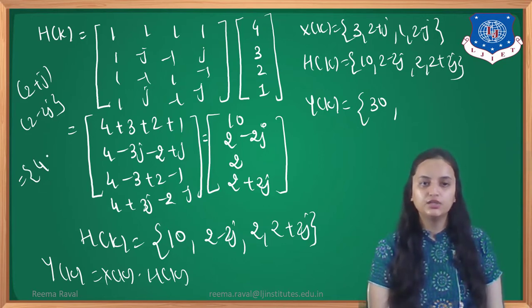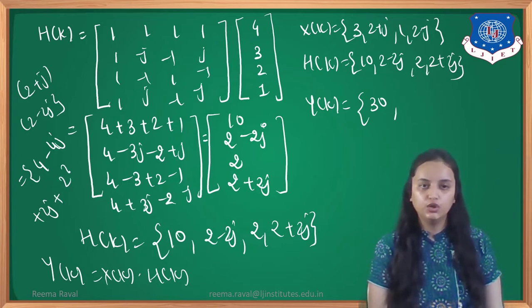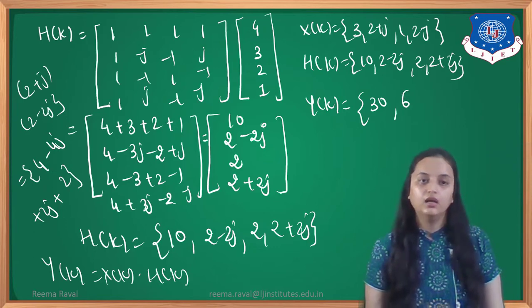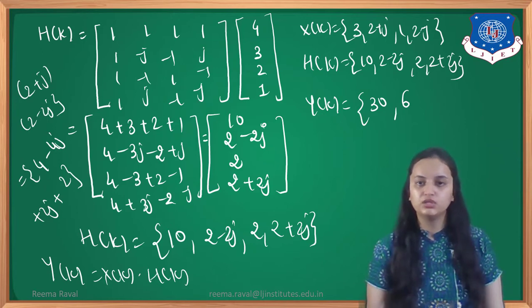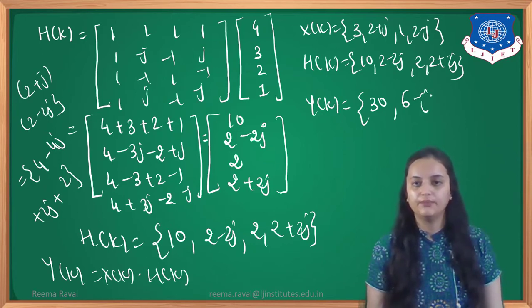Then 2 into minus 2j, that will become minus 4j. Then plus 2j minus 2j square, that will become, j square equals to minus 1, so plus 2. So this value will become 4 plus 2, that means 6. And here minus 4j plus 2j will give minus 2j.